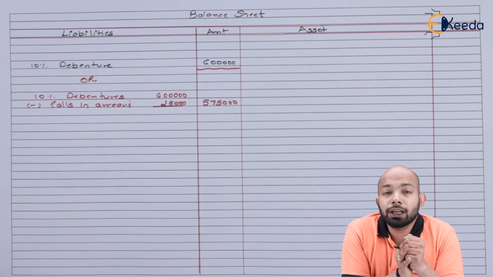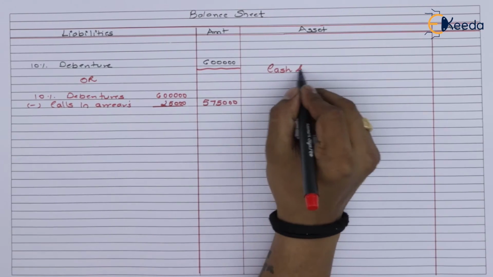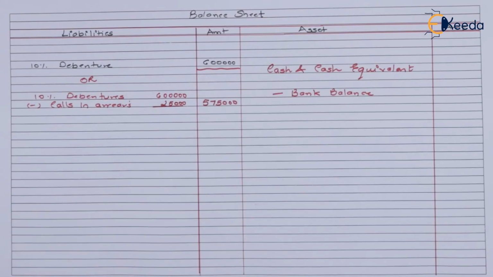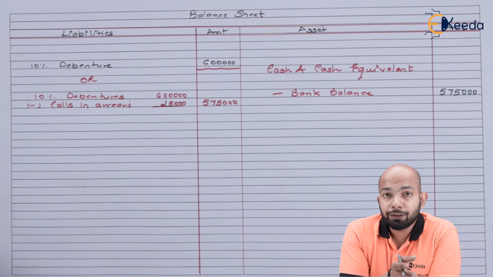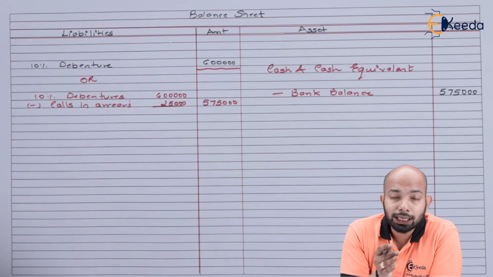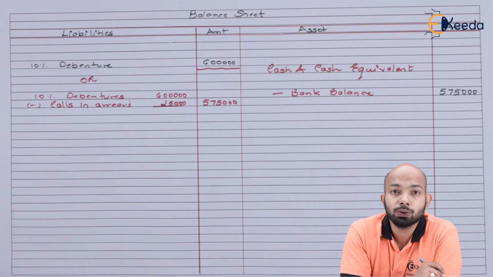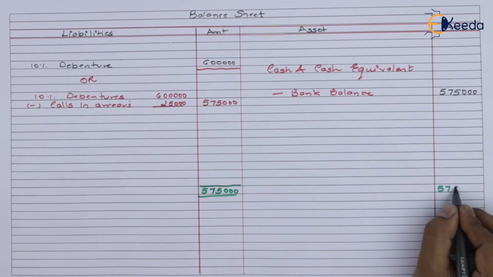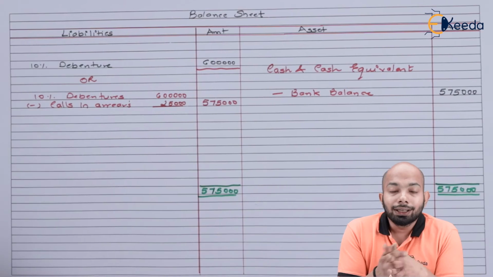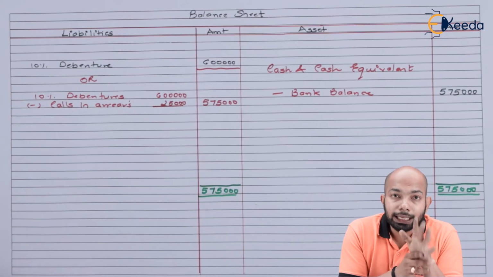Now, let's go and figure out the bank account balance here. That is cash and cash equivalent. So the bank balance that we have figured out here is 5,75,000. That brings you a balanced balance sheet, that is liability equals asset, 5,75,000. Now, this gives you the total of the first balance sheet tallied out.